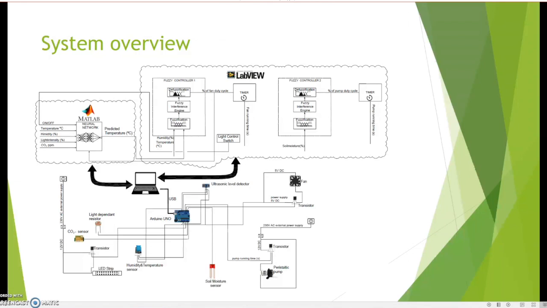Additionally, a CO2 detector has been added to the system to monitor the CO2 and see the effects of CO2 on the plant. CO2 measurement has also been used as a variable input to the neural network.